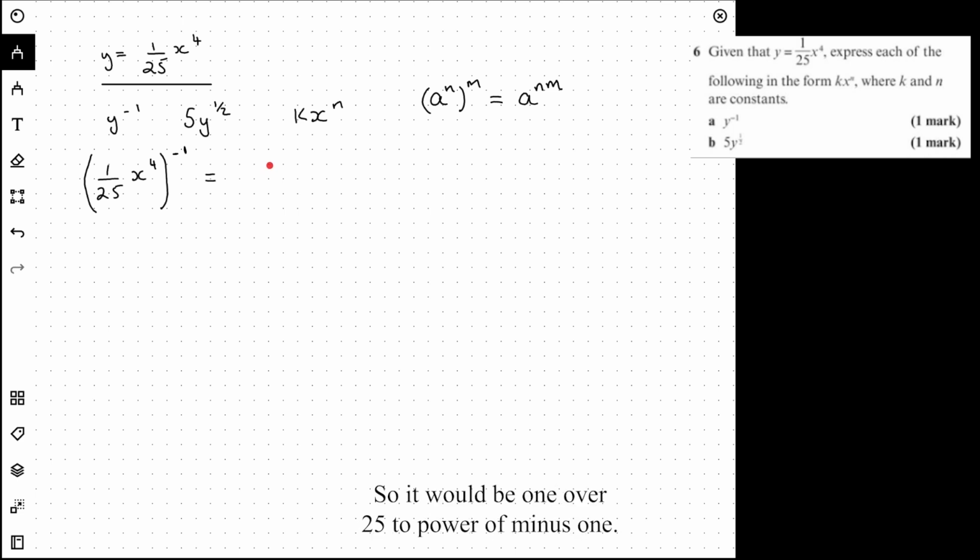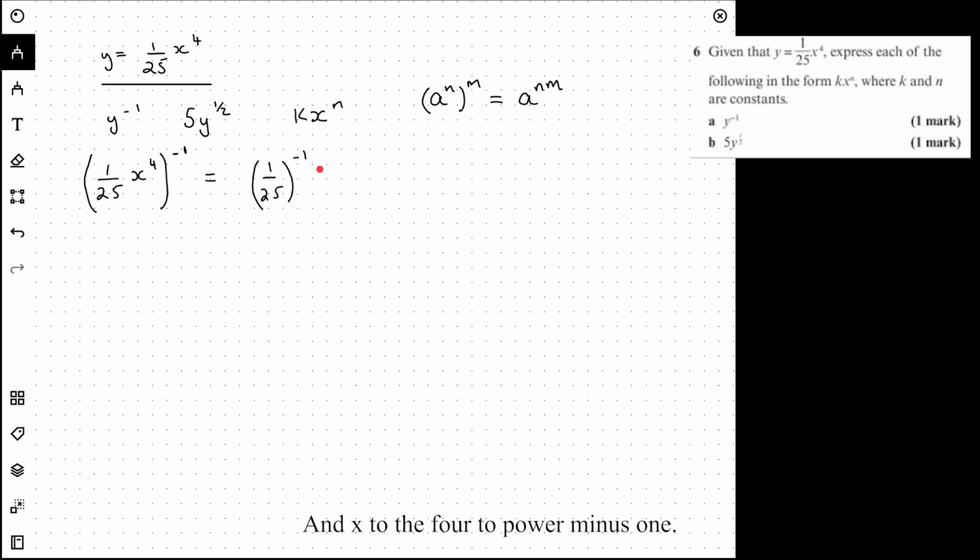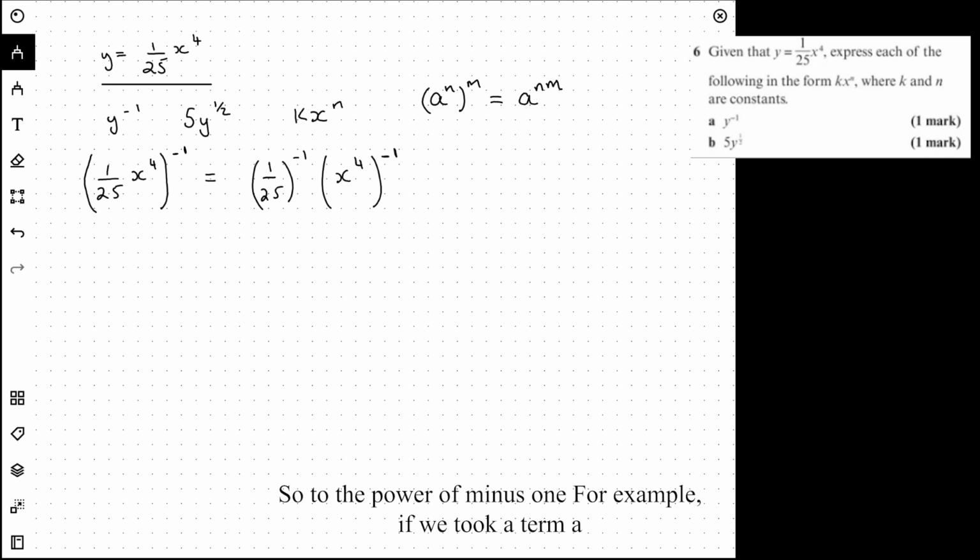So it would be 1 over 25 to the power of minus 1 and x to the 4 to the power of minus 1. This is one way to do it. There are other ways as well to do this. So to the power of minus 1, for example, if we took a term a and we raised it to the power of minus 1, we would get 1 over a.